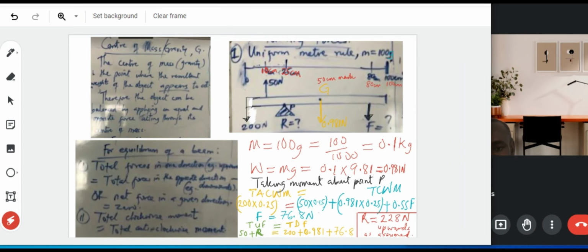Basically, you just apply the conditions for equilibrium. Total forces in one direction equal to total forces in the opposite direction. Total clockwise moment equal to total anti-clockwise moment. Any one of them can be applied first, to be able to get all that we require.